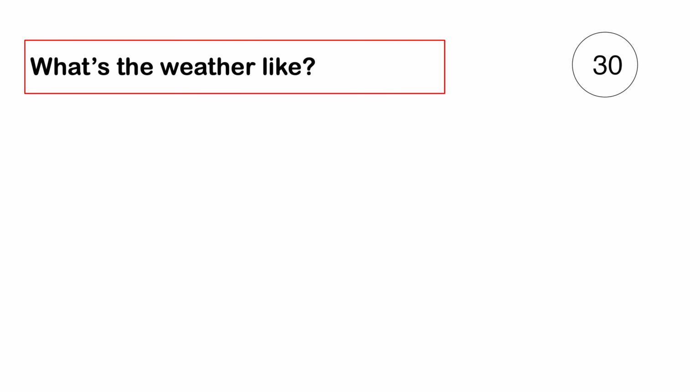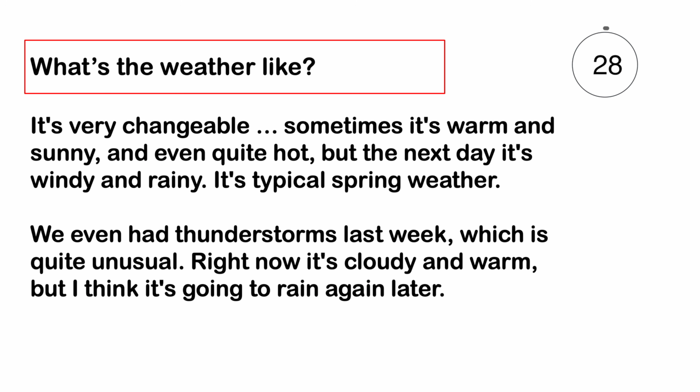What's the weather like? It's very changeable. Sometimes it's warm and sunny, and even quite hot. But the next day it's windy and rainy. It's typical spring weather. We even had thunderstorms last week, which is quite unusual. Right now it's cloudy and warm, but I think it's going to rain again later.